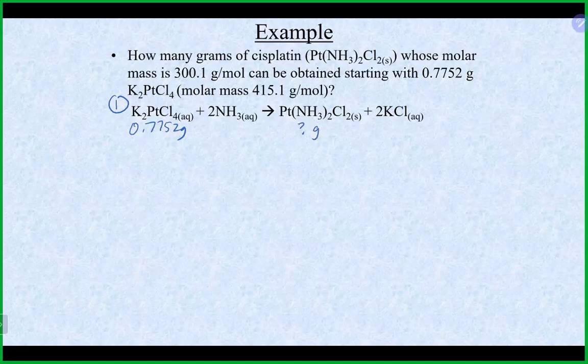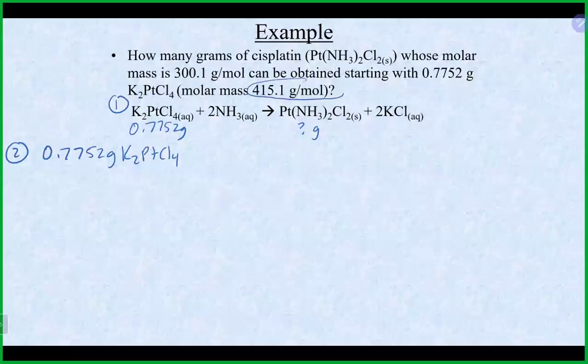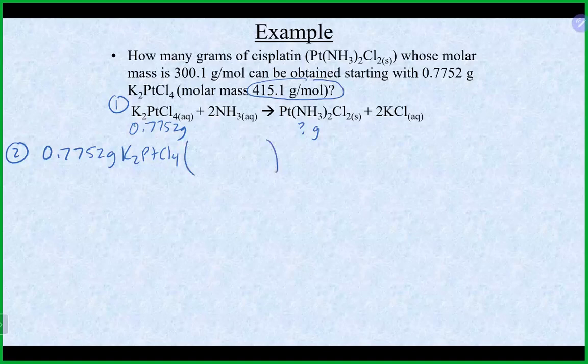So we do need to do our second step, which is take whatever they gave us and convert it into moles. So step number 2, we're going to take our 0.7752 grams. We're going to convert it into moles. Nice thing about this problem was they already gave you the molar mass. So if they did not, you would have to go to the periodic table and obviously add it up yourself, which in most cases you will have to do. So we do want to get rid of grams. So we are going to put the grams on the bottom in this case. So that we end up with moles.